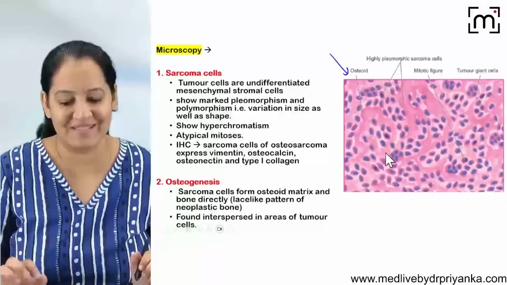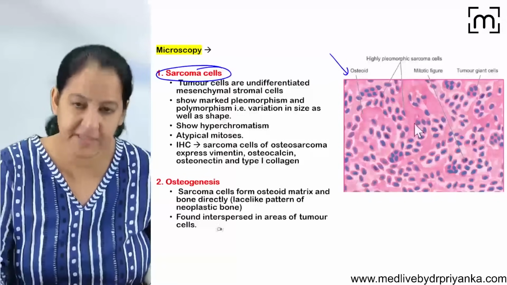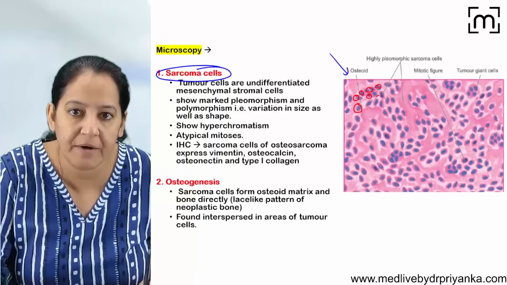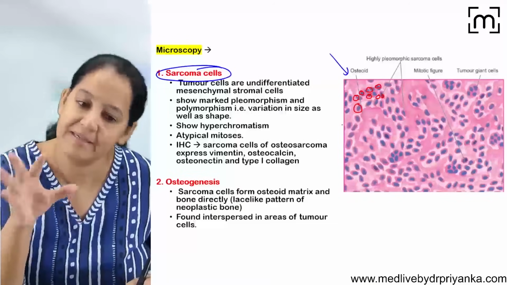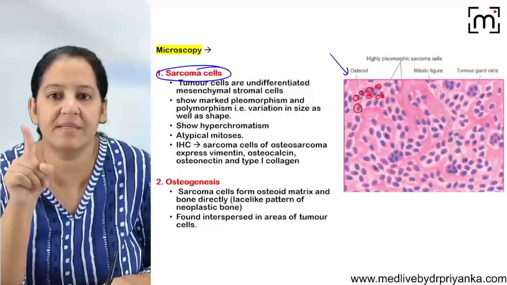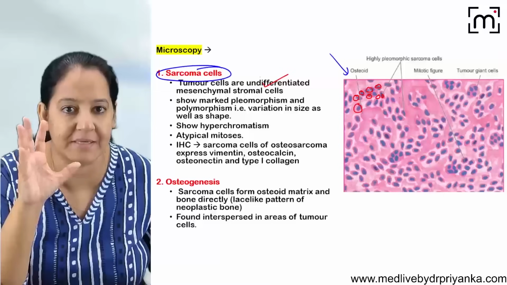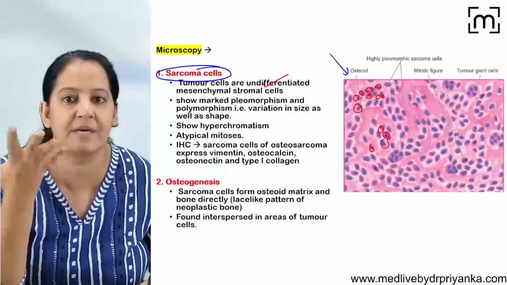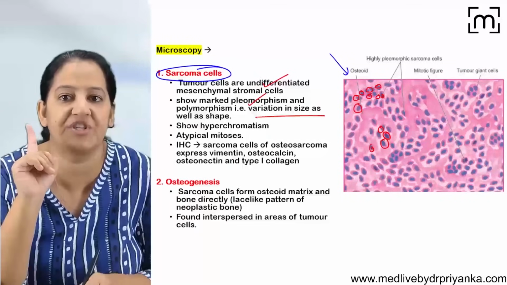First, describe the tumor cells. The tumor cells are sarcoma cells. Can you see the tumor cells in the image? All of them are tumor cells. Describe them as you see them in the image. Don't read the description, don't learn it. See the image and describe them. The tumor cells are undifferentiated in nature. They vary in shape and size. Some are small, some are large. So it is pleomorphism, that is variation in shape and size.